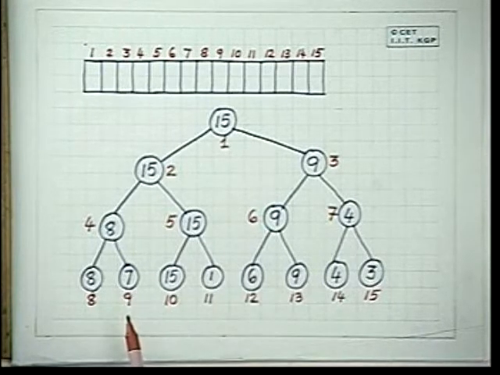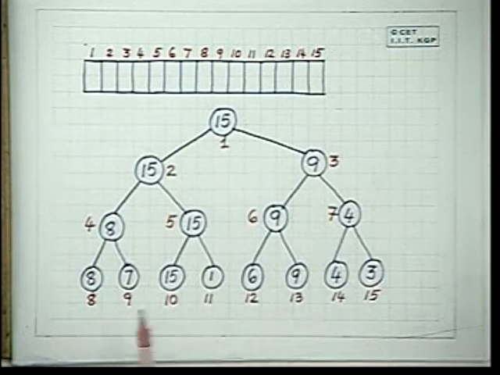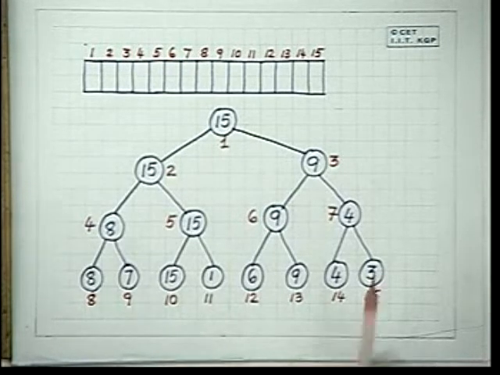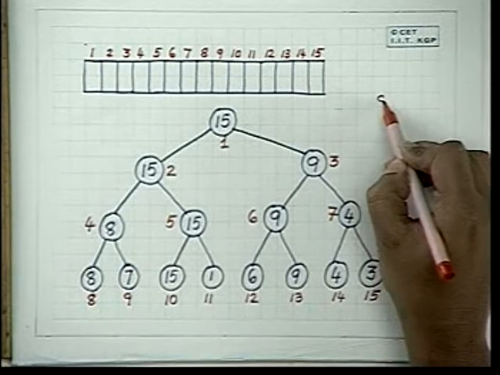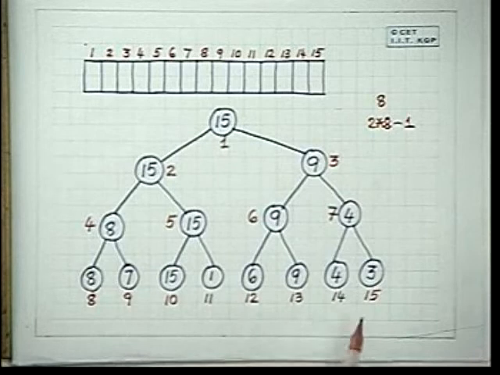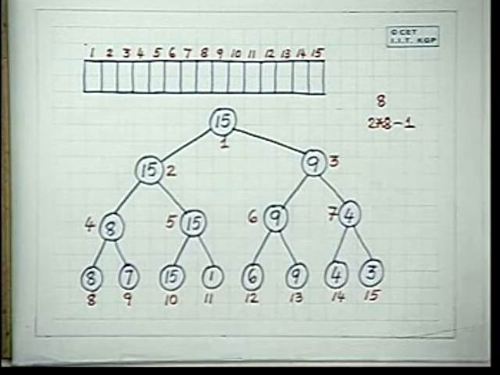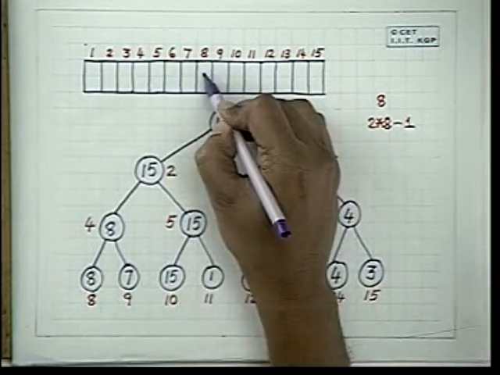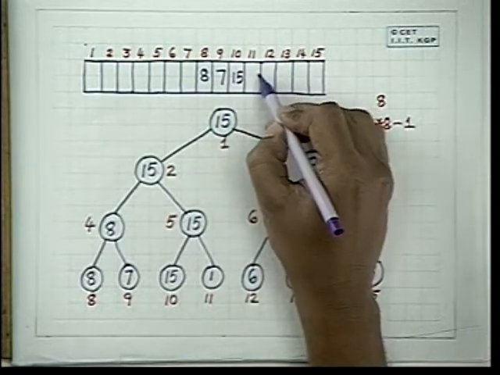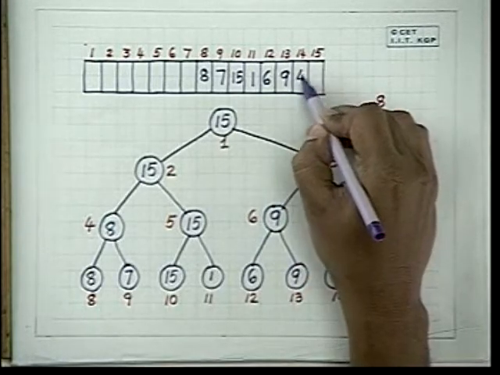So we read in the elements and we store them. Suppose you are reading in 8 elements like we did here. We store them from locations n to 2n minus 1. So when we have read in 8, we'll start storing them from 8 to 2 into 8 minus 1. We'll just store them first. So we'll read in these elements and we'll store them: 8, 7, 15, 1, 6, 9, 4 and 3.